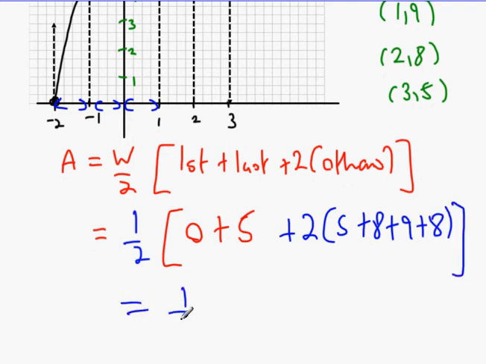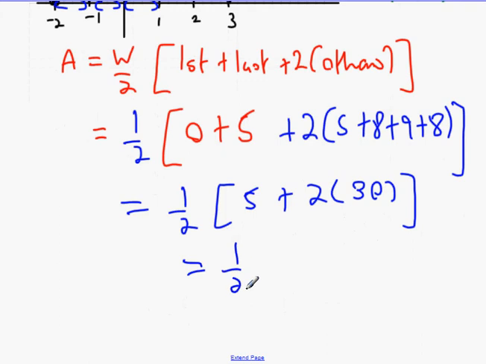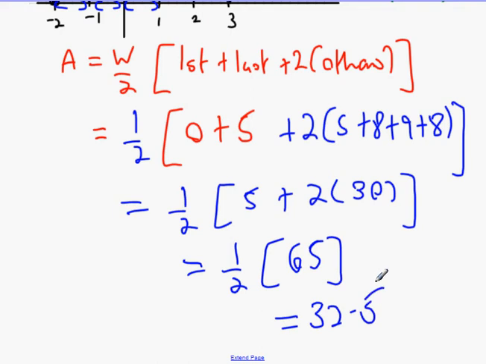So it's going to be a half of 5 plus 2 times 16, 2 times 30, I think. Yeah, 2 times 30. And that's going to come out as a half of 65. And what's half of 65? 32.5. So the area of this is 32.5.